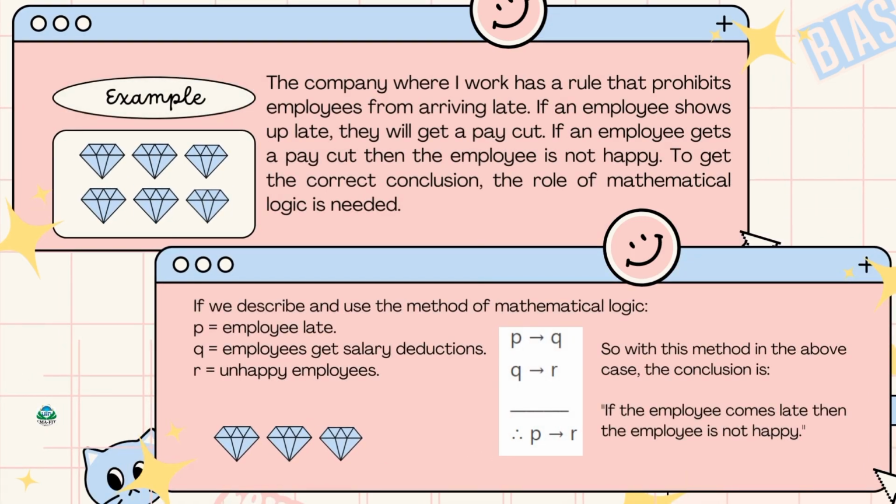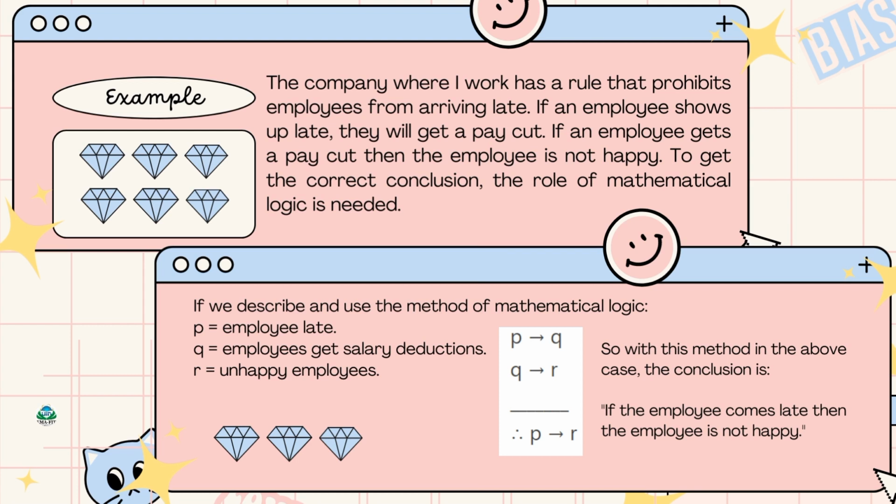Next, this is an example of mathematical logic. The company where I work has a rule that prohibits employees from arriving late. If an employee shows up late, they will get a pay cut. If an employee gets a pay cut, then the employee is not happy. To get the correct conclusion, the role of mathematical logic is needed.